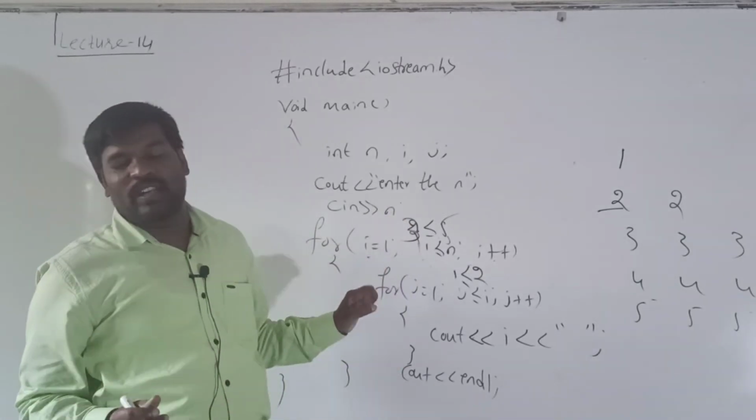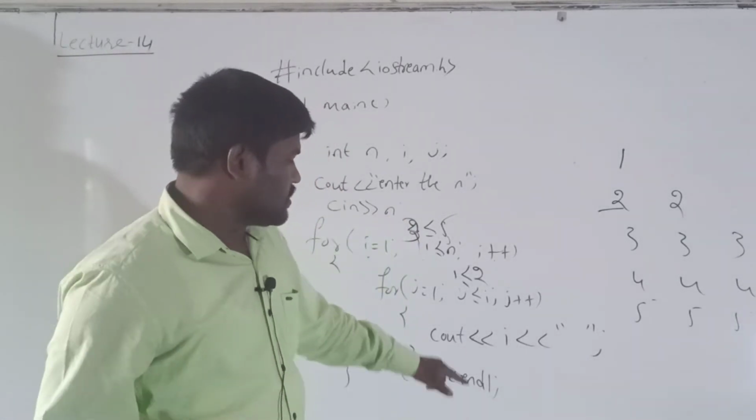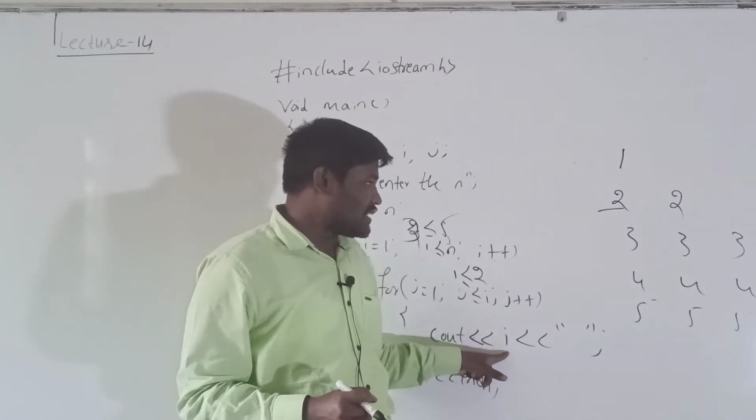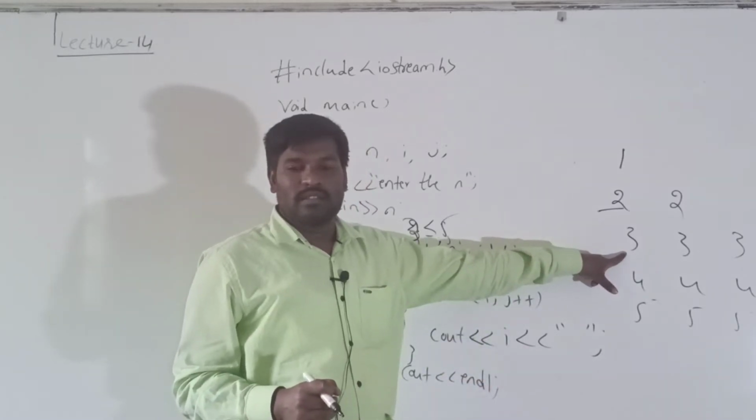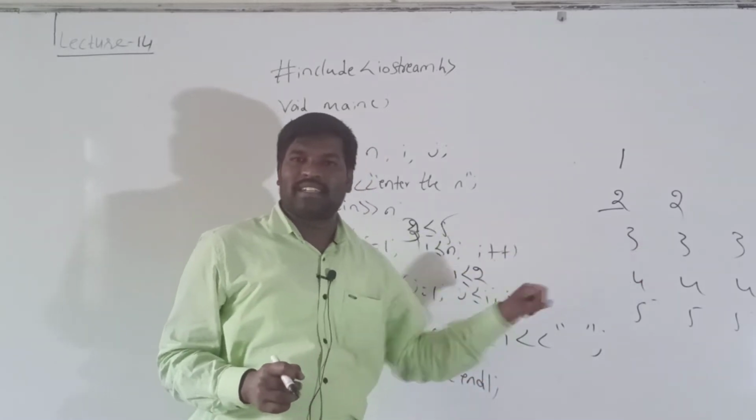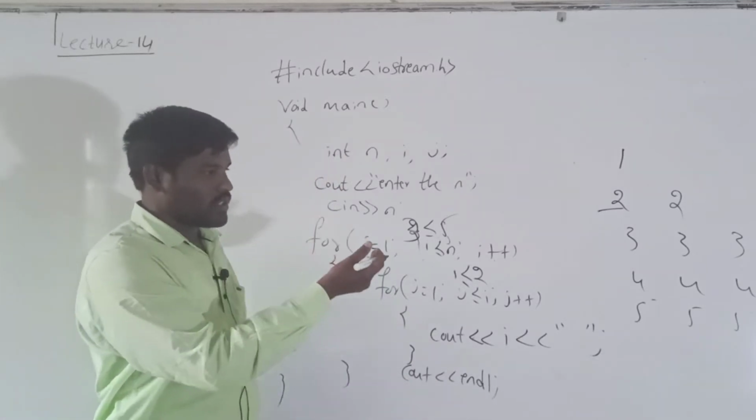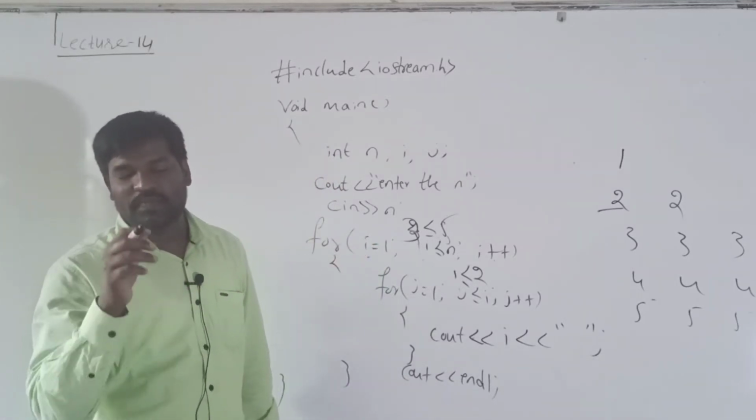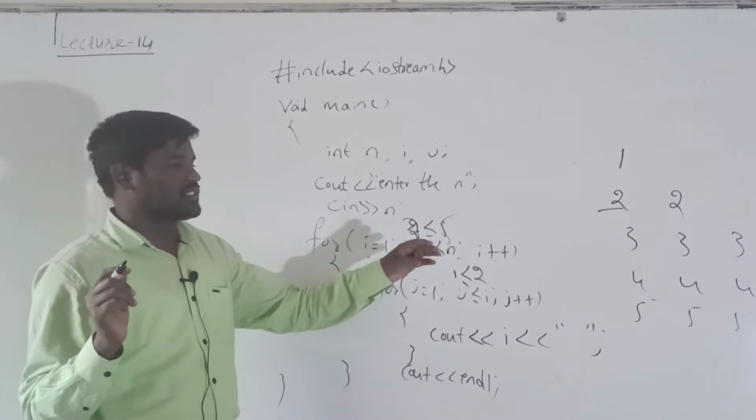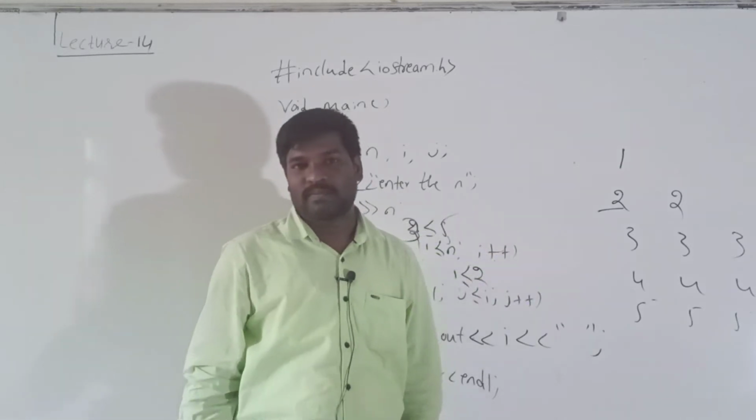Next the inner for loop will execute 3 times. You have to print I 3 times. 3 will be printed. In the same way 4, in the same way 5. Suppose if I give the input value as 6, it will print 6, 6 times. Okay.